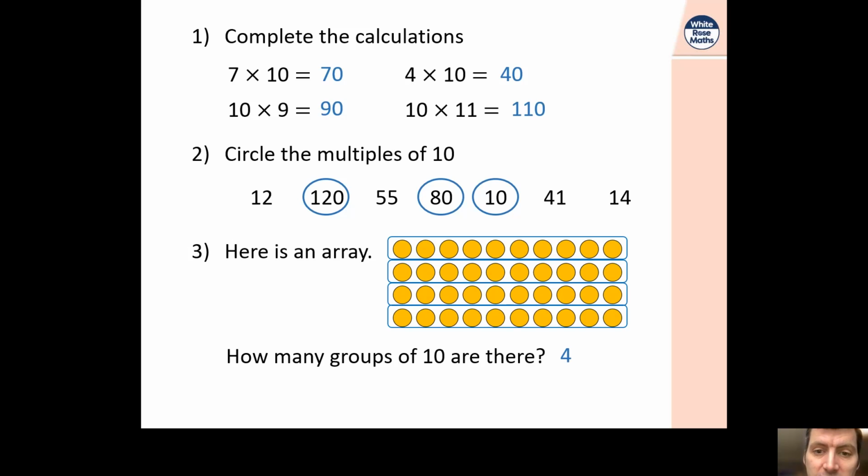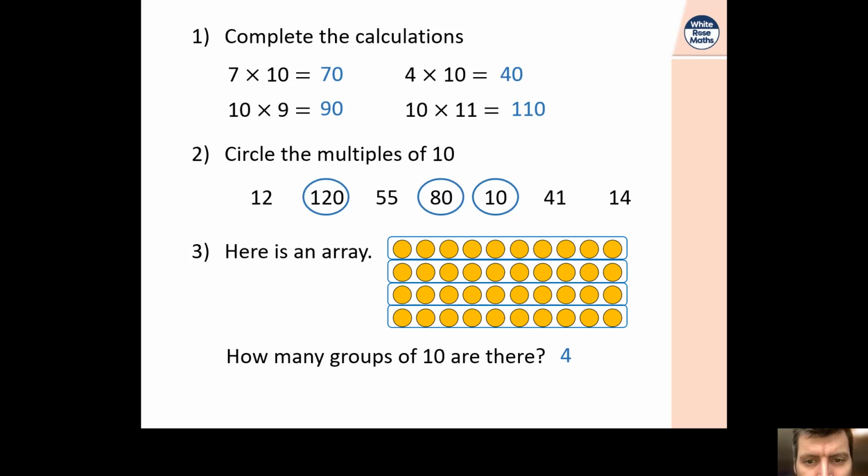So hopefully now you can see that 7 times 10 is 70. The product for 4 times 10 is 40. The product of the 2 factors of 10 and 9 multiplied together is 90. When we multiply 10 by 11, we get 110 as our product.